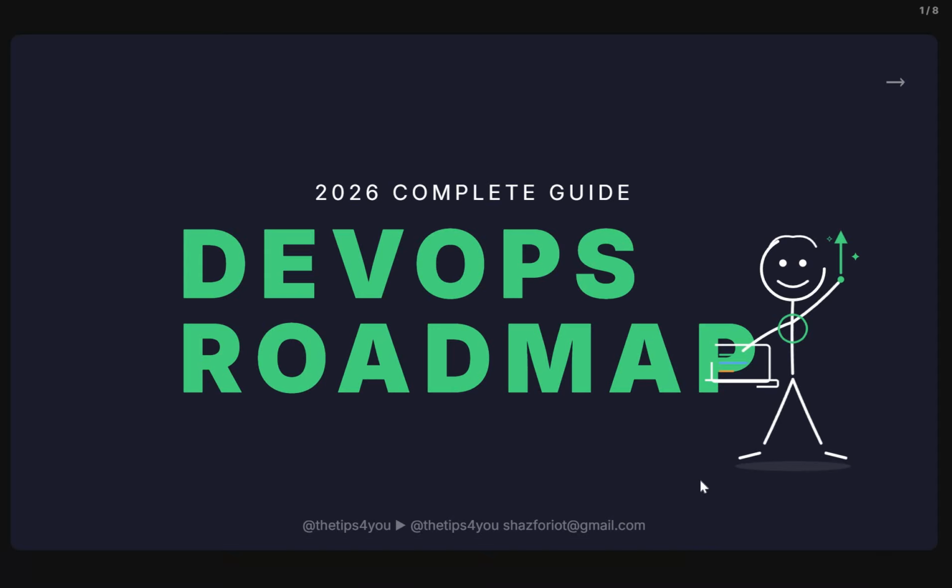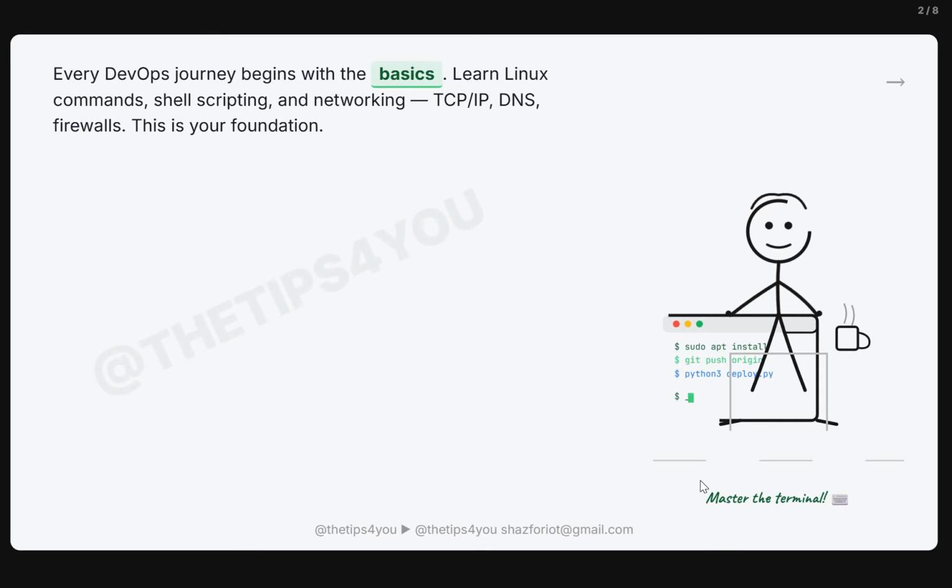DevOps Roadmap, your path from zero to a DevOps engineer starts here. Every DevOps journey begins with the basics. Learn Linux commands, shell scripting, and how networking works, like TCP/IP, DNS, firewalls. This is your foundation. Without it, nothing else makes sense.